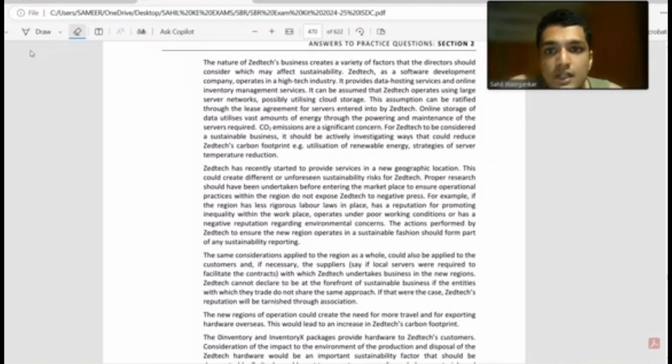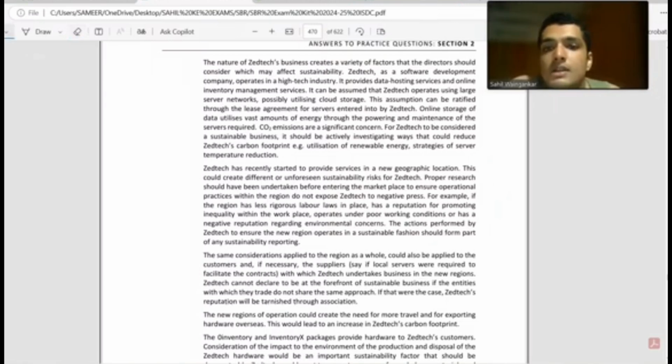Online storage data utilizes vast amounts of energy through the powering and maintenance of the servers required. CO2 emissions are a significant concern for Zedtech to be considered a sustainable business. It should be actively investigating ways that could reduce Zedtech's carbon footprint. अच्छा हम environment के ऊपर भी जा सकते थे.